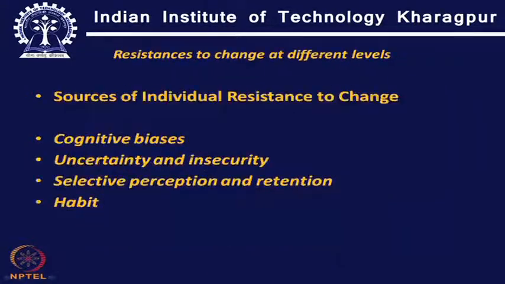What we see over here is that at the individual level, the sources of resistance to change are cognitive biases, the uncertainty and insecurity people feel from the changes that are to be brought in, and, due to selective perception and retention, they are not able to interpret the change properly. For some people it is a very habitual act to resist anything that is suggested. So, these could be the sources of individual resistance to change.